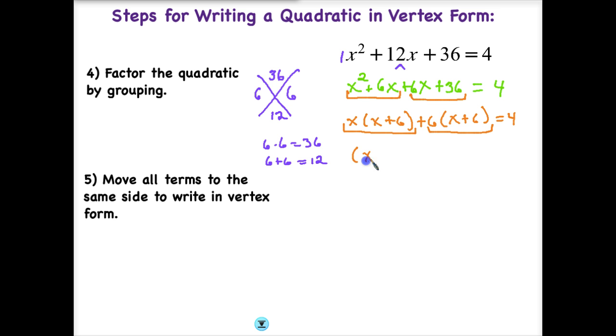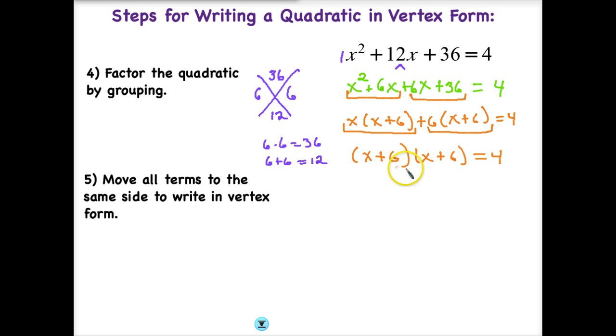So we can pull that out. What's left in our first group is just the x, and what's left in our second group is just the 6. Now here's what I'm talking about. Notice that our factors are identical. They are x plus 6 times x plus 6.